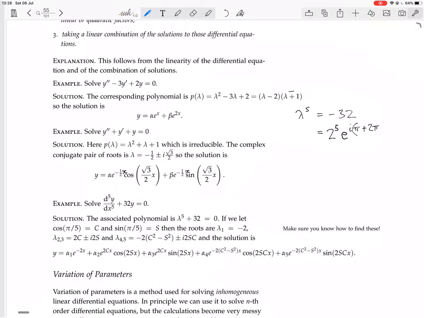Okay, so now we want to find lambda, so we just take the fifth root of each side. In other words, we put each side to the power 1 over 5.